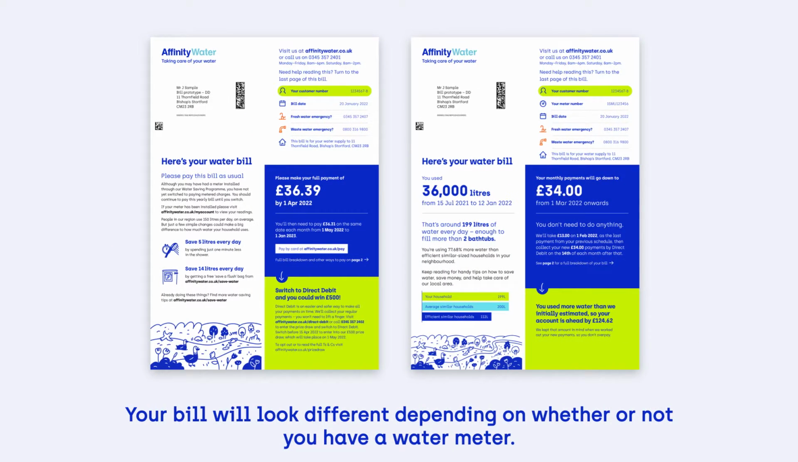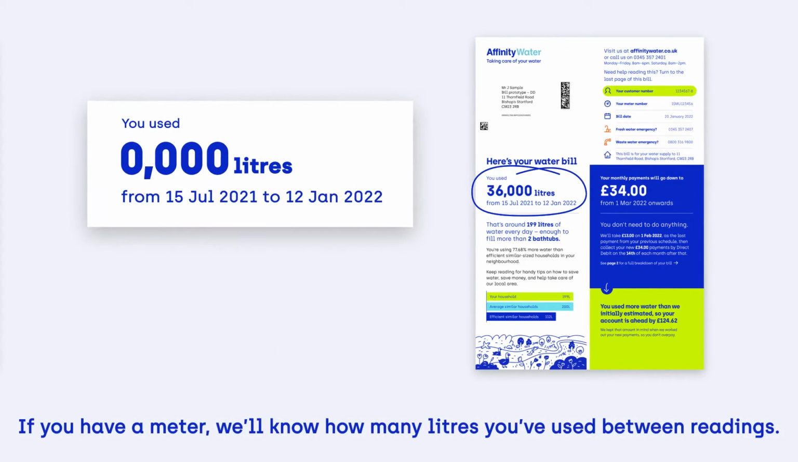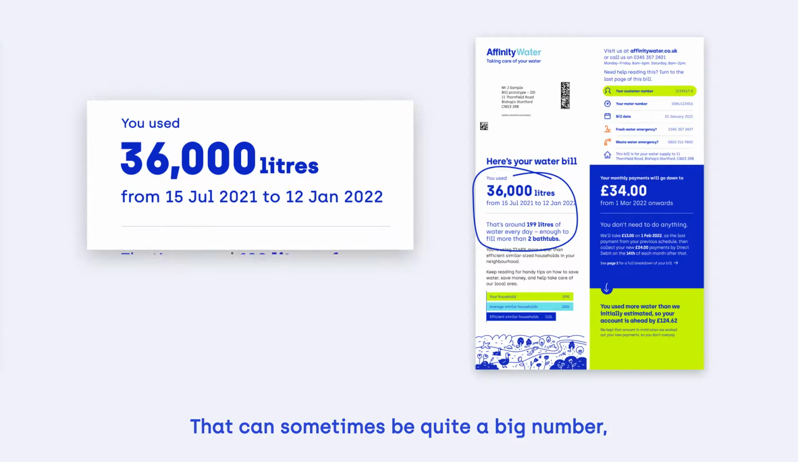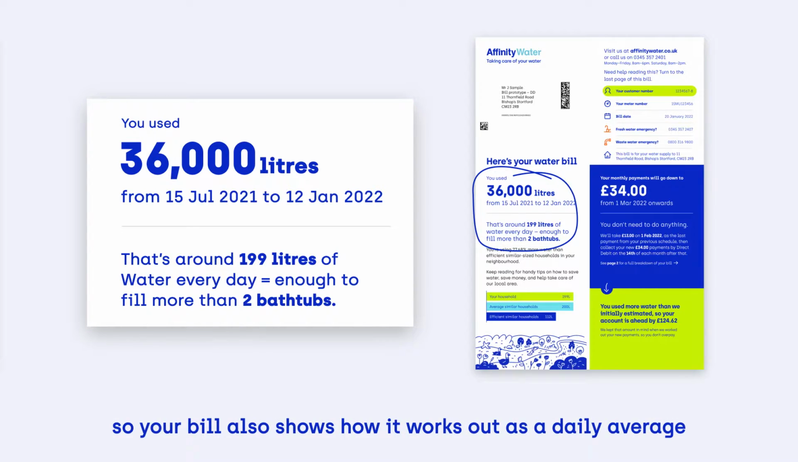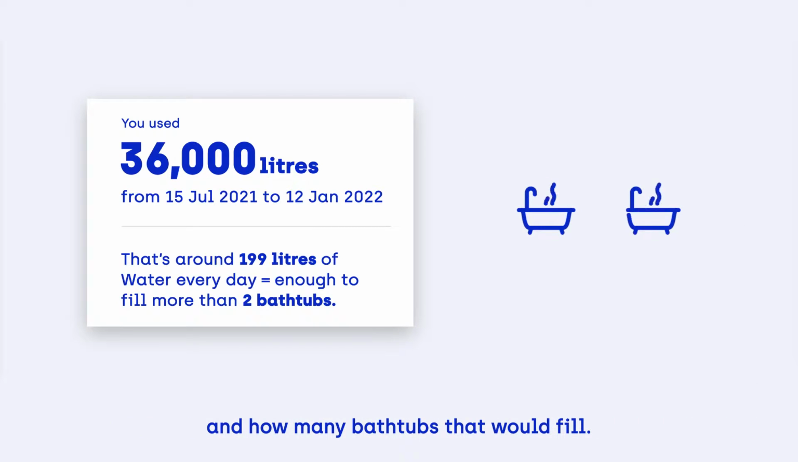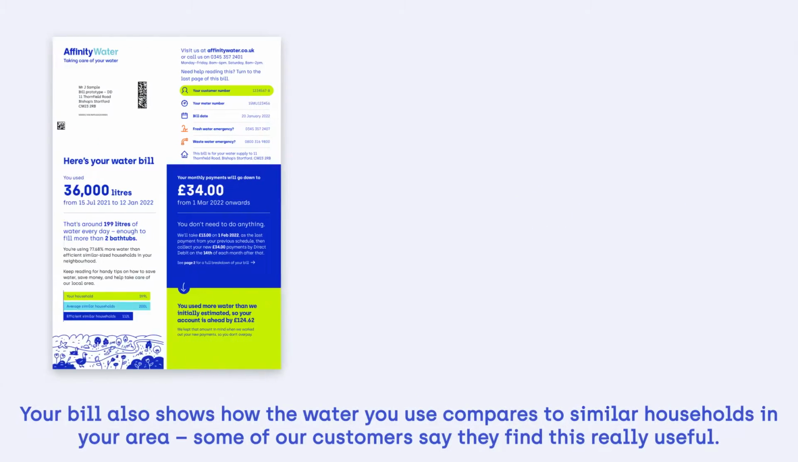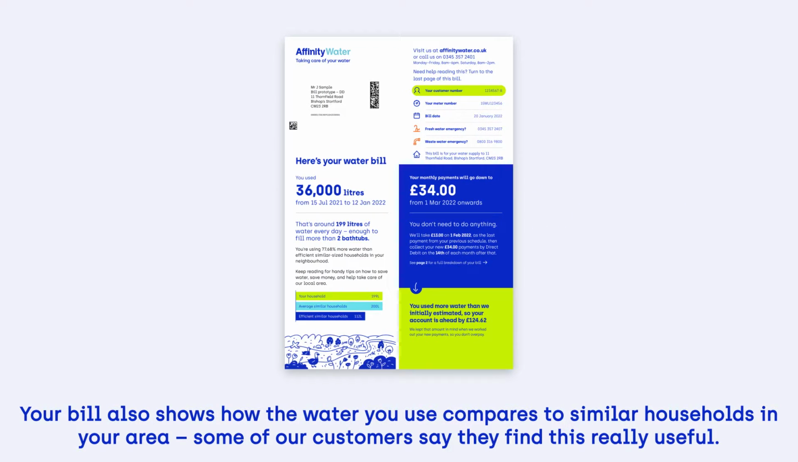Your bill will look different depending on whether or not you have a water meter. If you have a meter, we'll know how many litres you've used between readings. That can sometimes be quite a big number. So your bill also shows how it works out as a daily average and how many bathtubs that would fill. This is just to help you visualise the amount of water you use, so don't worry if you're more of a shower person.